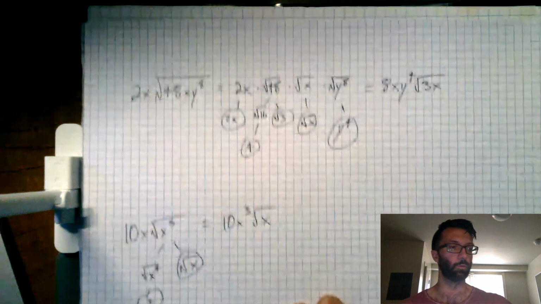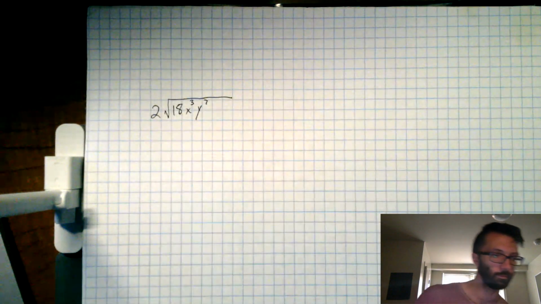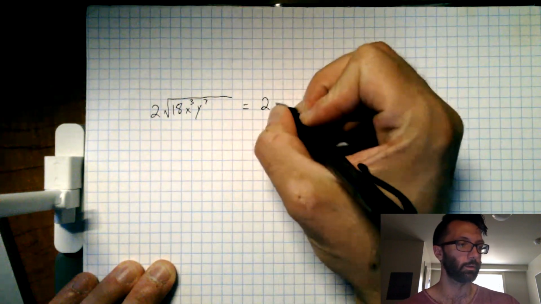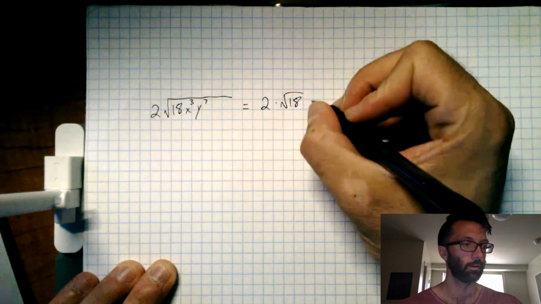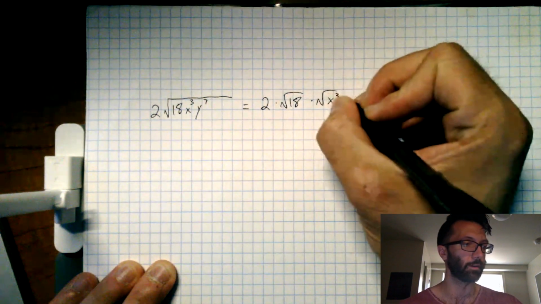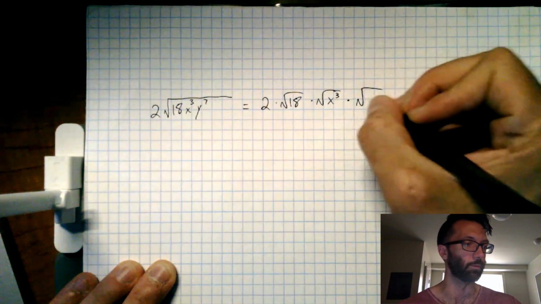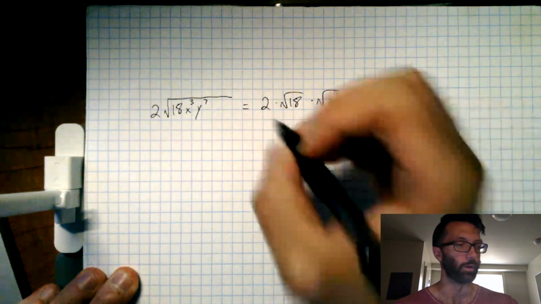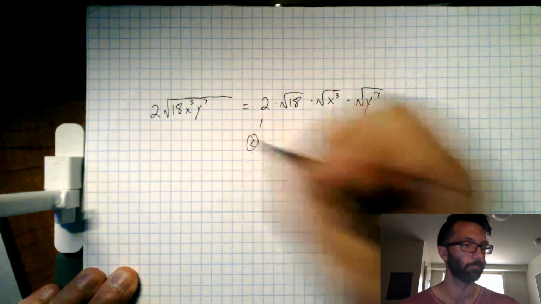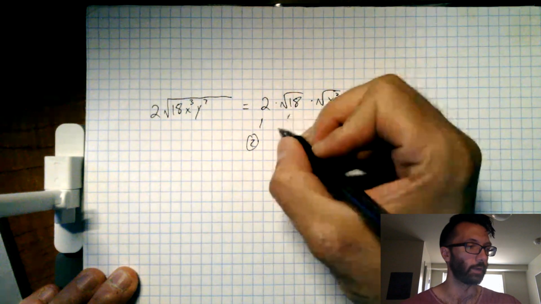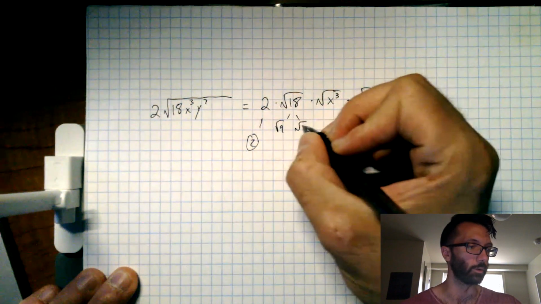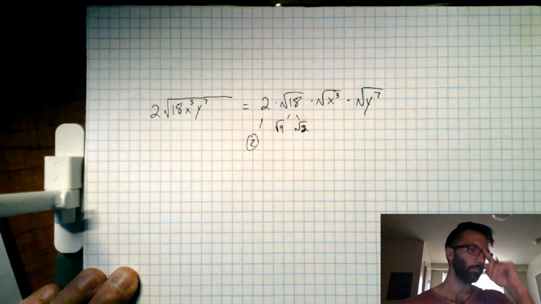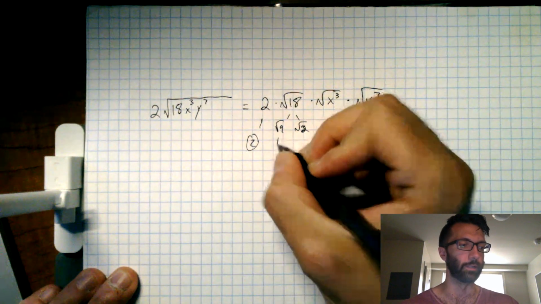All right, I'll do one more. So similar situation here. I'm going to rewrite this as 2 times the square root of 18 times the square root of x to the 3rd times the square root of y to the 7th. All right, the 2 I'm not going to do anything with, so I'll leave that as 2. The square root of 18 I know is the square root of 9 times the square root of 2, and the square root of 9 is just 3.